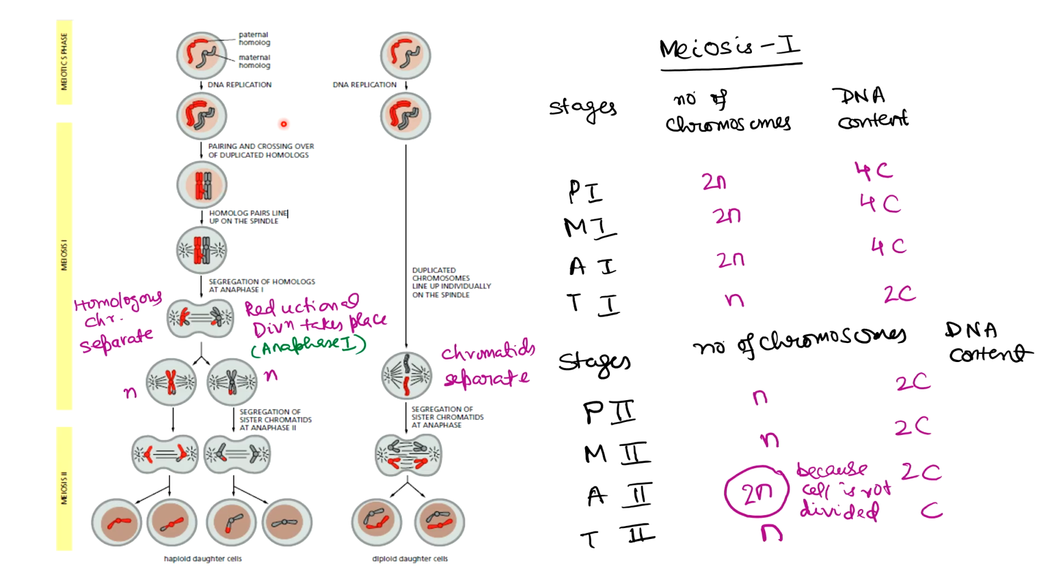So let us now look at the number of chromosomes and the DNA content which we are getting in meiosis 1 and meiosis 2. Now see, when we started meiosis 1, in the prophase 1 stage, the number of chromosomes is 2n, and let's say the DNA content is 4c. Why? Because in S phase of interphase, the chromosome already has two sister chromatids, that is, the DNA content has duplicated.